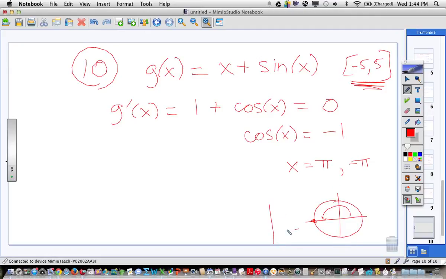Now, another way to think about it is just think about the cosine graph. Here's the cosine graph. Where does it equal negative 1? Right there and right there. Pi and negative pi. If you look at the cosine graph between negative 5 and 5. So we've got those two as stationary points.